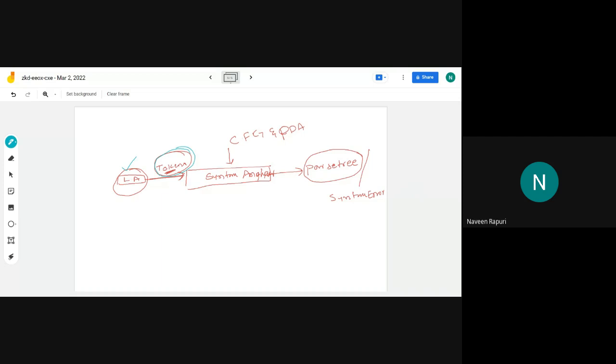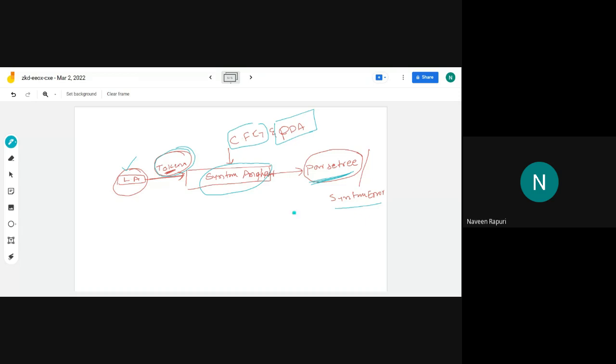Now we need to discuss what is context-free grammar, what is push-down automata, what is syntax analyzer, what is parse tree, and what are syntax errors, that is, when we call an error a syntax error.